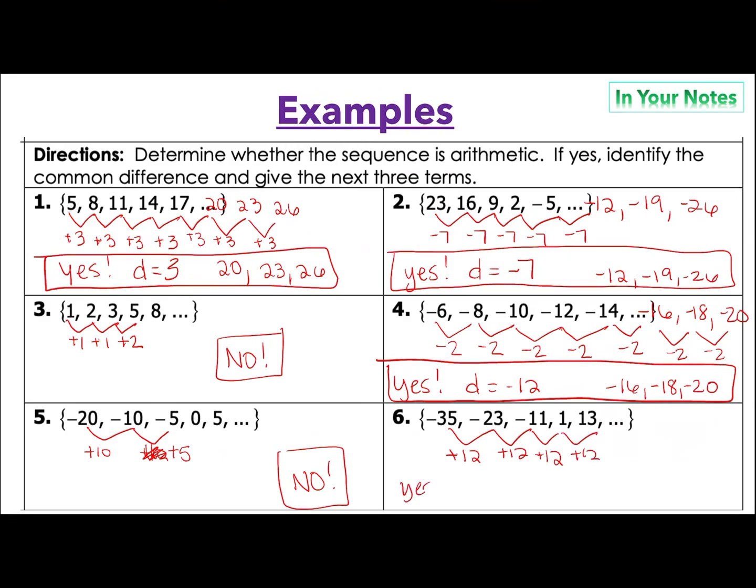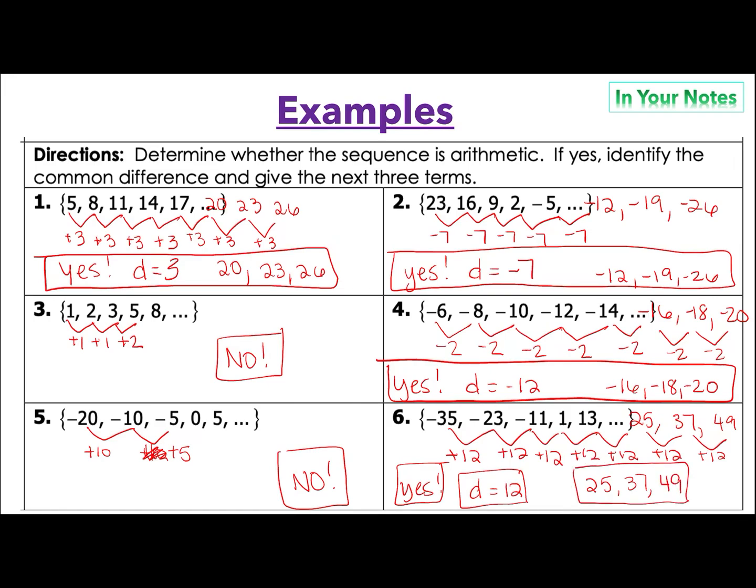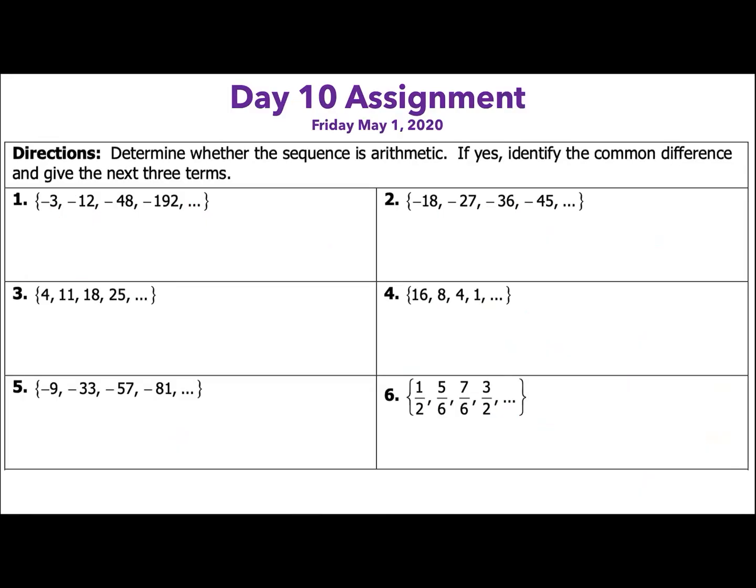So yes, this is arithmetic. And D is equal to 12. And we need to find the next 3 terms, so we just need to keep adding 12. 13 plus 12 is going to be 25. 25 plus 12 is 37. And 37 plus 12 is equal to 49. So my next 3 term numbers are 25, 37, and 49. And I believe that is our last example.